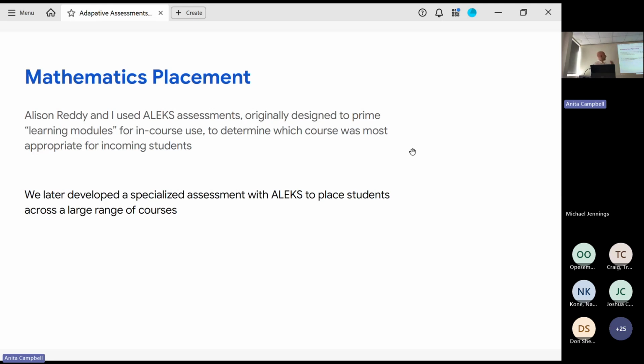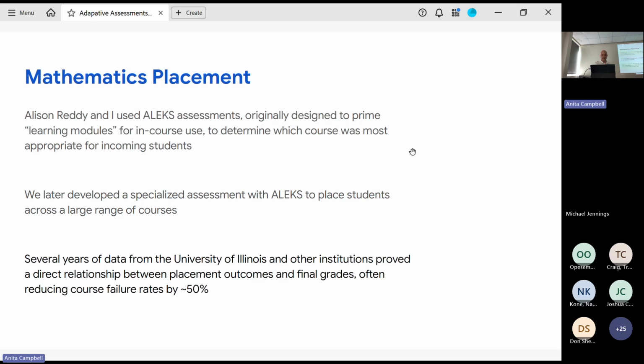So we co-opted this ALEKS assessment to use as a placement exam at the University of Illinois, and it worked for our range of courses. I think we used the pre-calculus; there was a prep for calculus course that was about in the right range for us. Then we worked with ALEKS to design an assessment specifically for placing students in the right course at university, rather than just using one of the off-the-shelf ones. We had it cover a wider range of classes, all the way from the most basic class that a student would take at a typical American university up to Calculus 1 and Calculus 2.